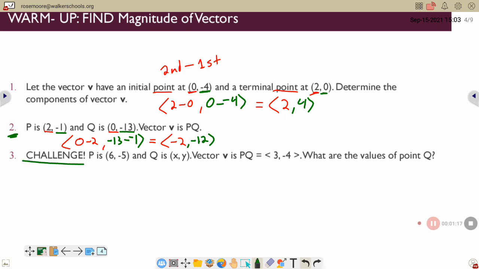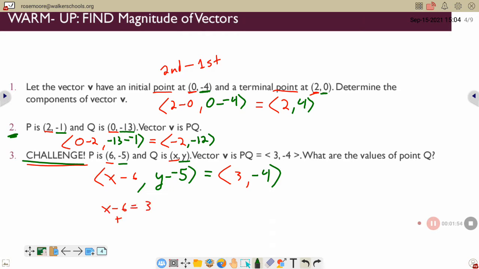For our challenge, hooray for challenges, we've got point P, point Q, but not the vector. So if we have point P, we're going to have Q minus P. So our x is x minus 6, comma, and our y's, y minus negative 5, and we want that to equal 3, comma, negative 4. So that means I'm really breaking down to x minus 6 equals 3. So x has to be 9.